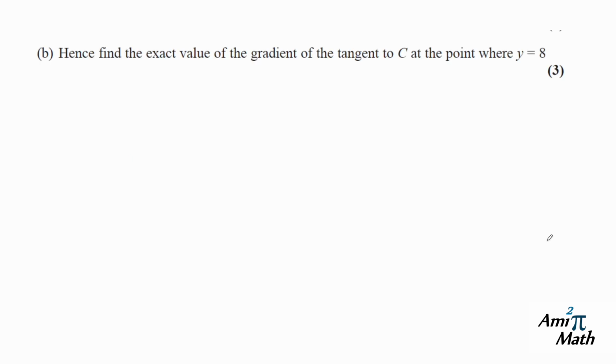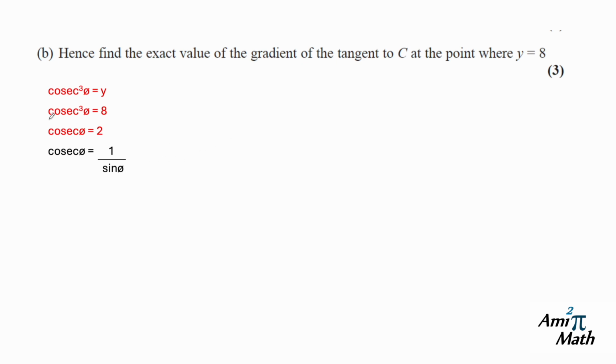Hence, find the exact value of the gradient of the tangent to C at the point where y equals 8. So we know that cosec cubed θ equals y, and this is the point where y equals 8, so we just sub in 8, and then we take the cube root to get cosec θ on its own, which equals 2, and cosec is equal to 1 over sin θ, so we can do 1 over sin θ equals 2.